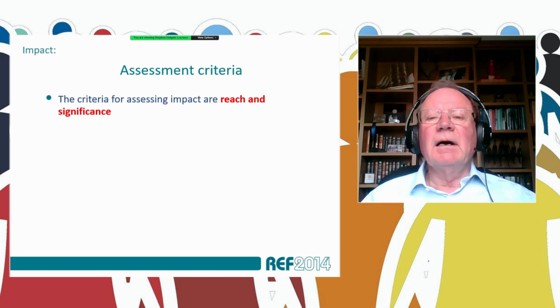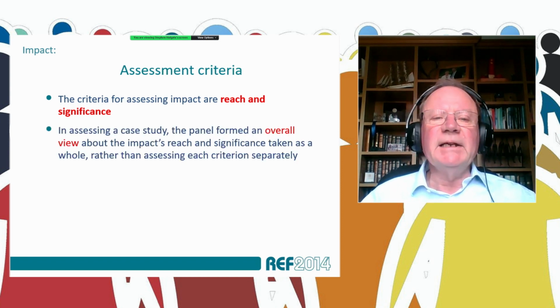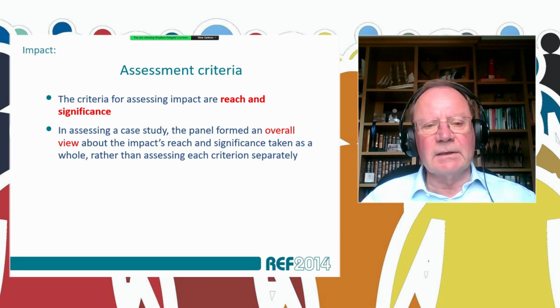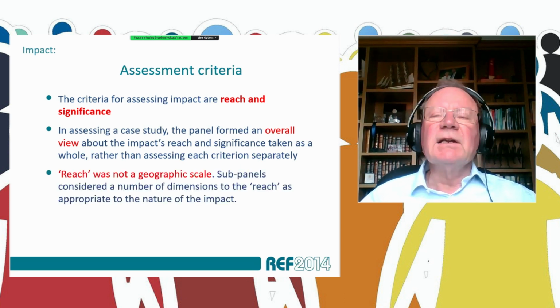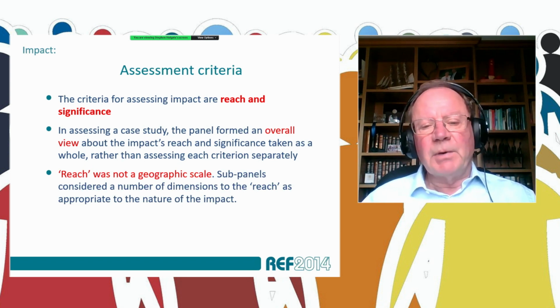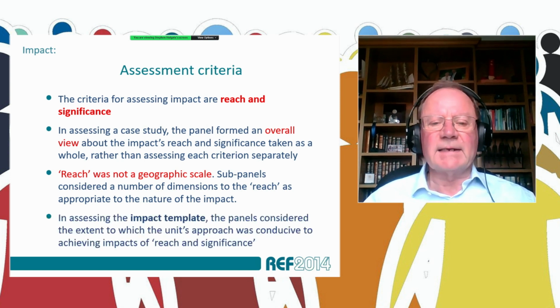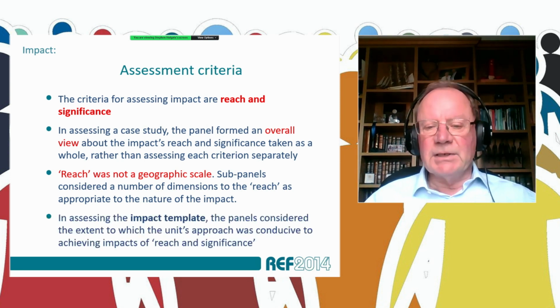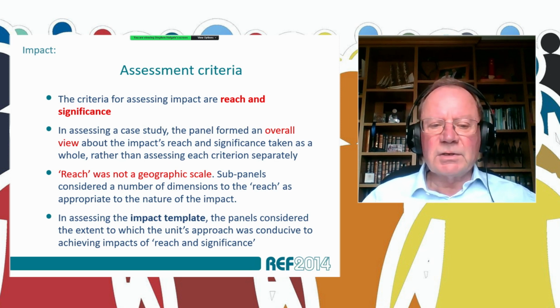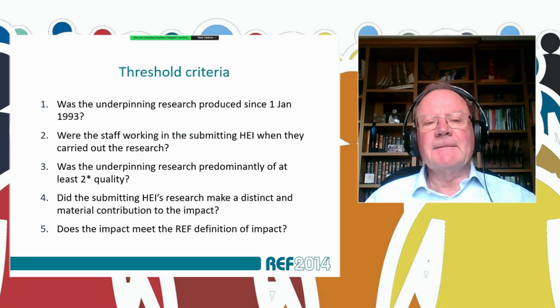The next, obviously, part of this whole process is to assess the reach and significance. And this is an overall assessment that each of the panels has to make. It's not a geographical reach. It's reach as appropriate to the nature and target of that impact. And the template, which is the second pillar of the impact assessment in 2014, is considering the extent to which the unit of assessment's approach was conducive to achieving impacts.